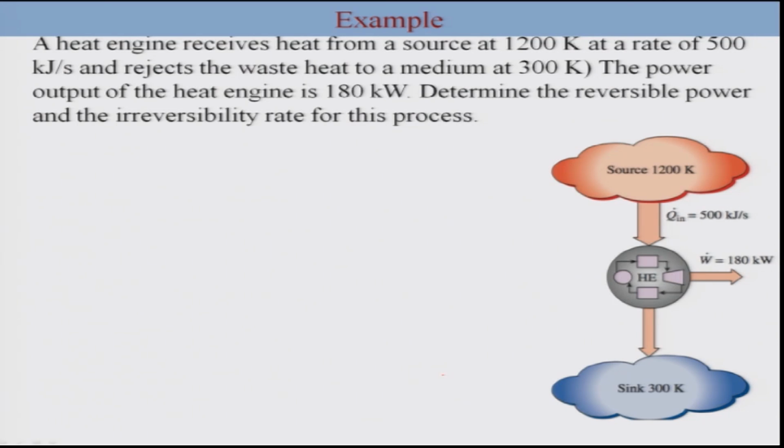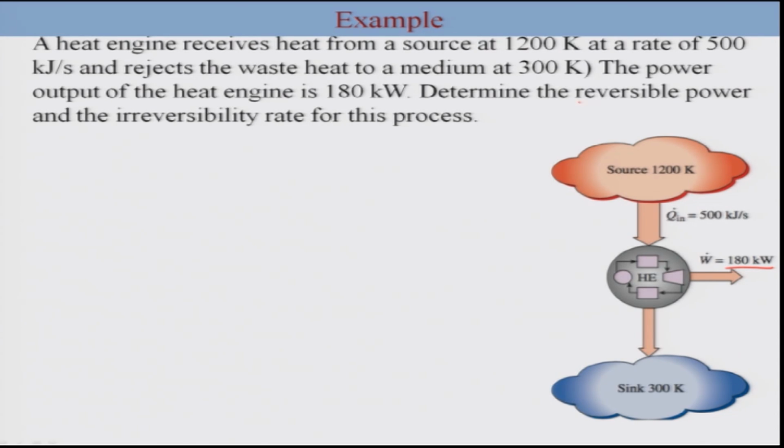This is an example of a heat engine receiving heat from a source at 1200 Kelvin at a rate of 500 kilojoules per second, and rejecting the waste heat to a medium at 300 Kelvin. The power output of the heat engine is 180 kilowatt. Determine the reversible power and the irreversibility rate for this process. So, this is a schematic representation.